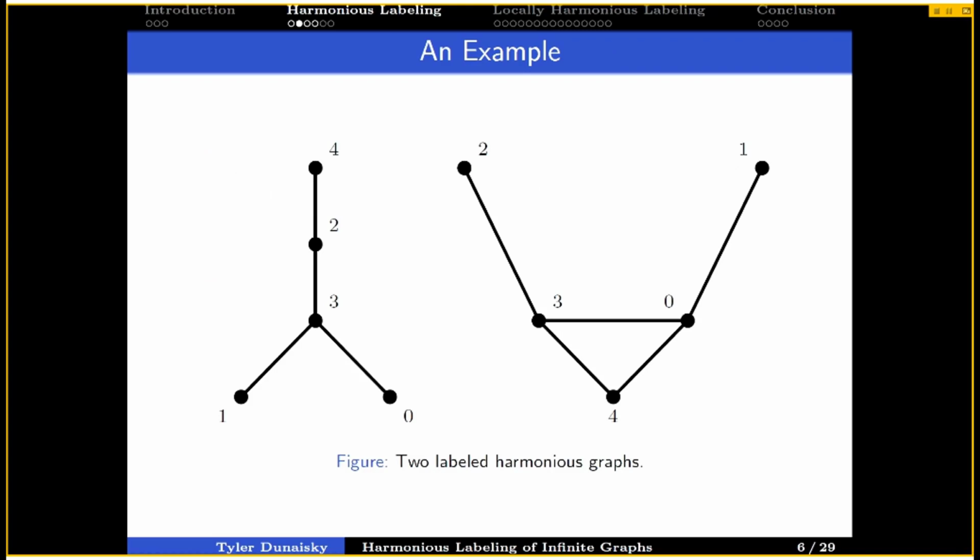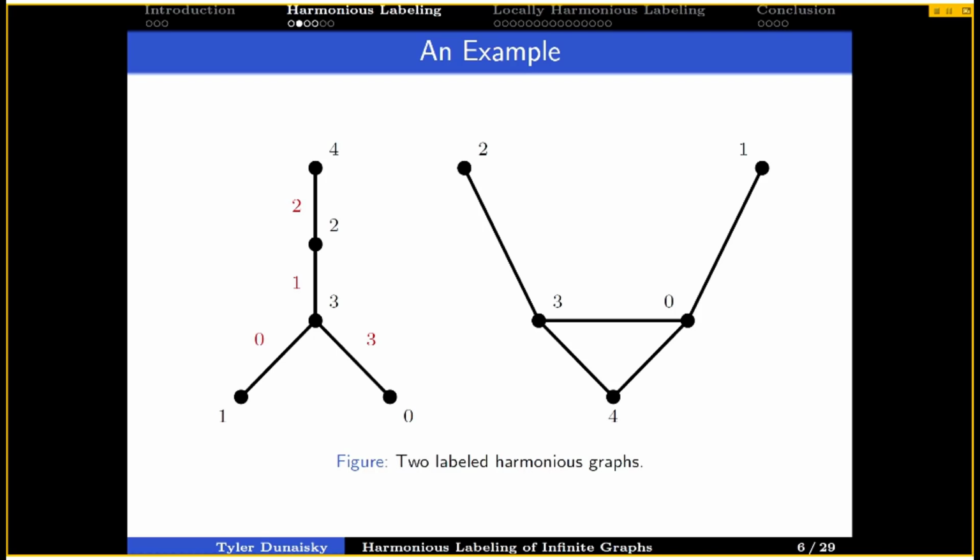Now, for an example of a harmonious graph, this graph has 4 edges, so our clock is going to have 0, 1, 2, 3 on it. Starting with this edge, you have 1 plus 3 is 4, mod 4, which is 0. The next edge has 3 plus 0, which is 3. For the next edge you have 5 mod 4, which is 1. And the last edge you have 6 mod 4, which is 2. Since we use the vertex labels 0 through 4 and the edge labels 0 through 3, this graph is harmoniously labeled.